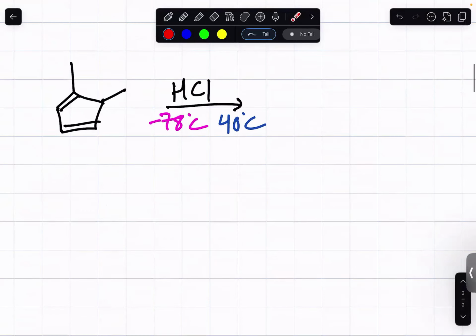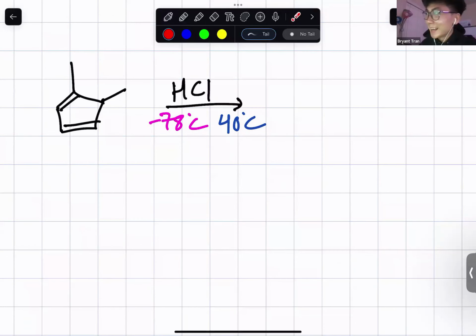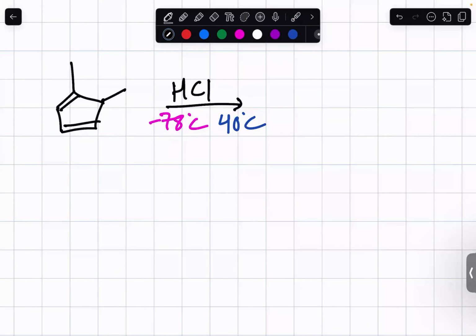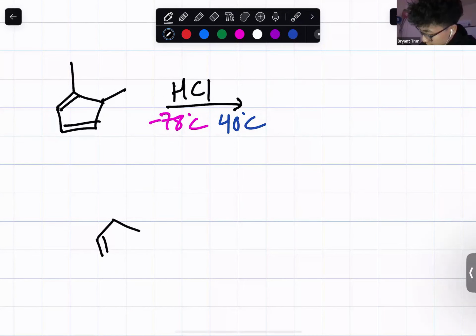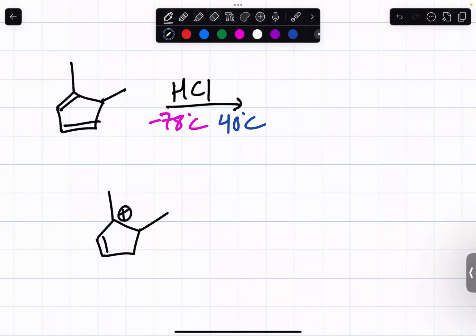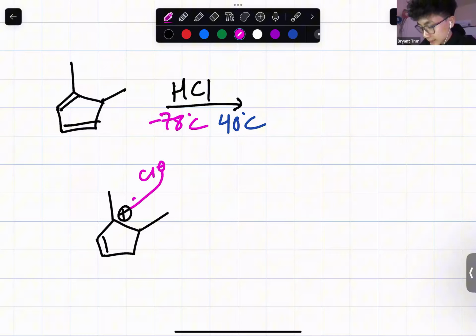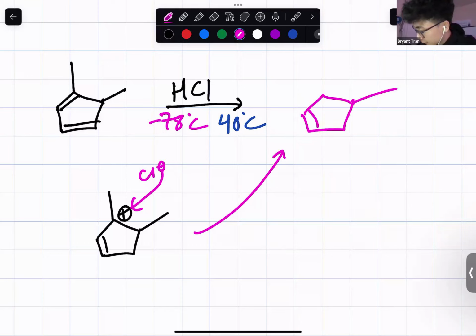Wait, it should be the tertiary one. Yes, it should be the tertiary allylic carbocation. So the tertiary allylic carbocation is this one, right? And if we're looking for the kinetic product, the Cl minus is going to attack that carbocation and give us this answer right here.